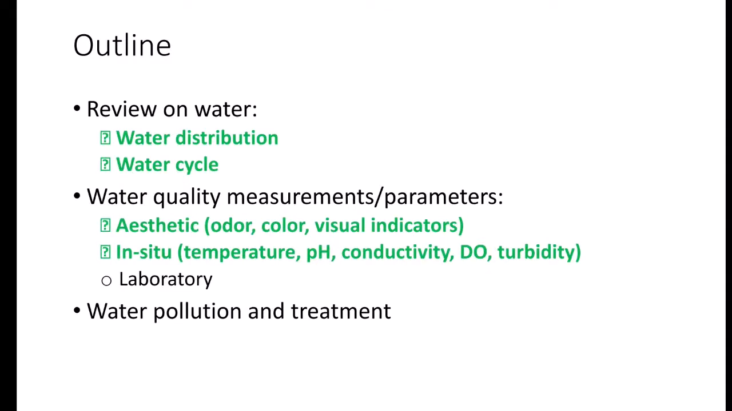Okay, so that is all for this video. Just a review. We discussed water distribution and water cycle. And we also discussed partially the water quality measurements or parameters. In particular, yung aesthetic parameters such as odor, color, visual indicators, and yung in situ parameters such as temperature, pH, conductivity, dissolved oxygen, and turbidity. So, in part 2, we will be discussing the laboratory measurements. So that is all for this video.